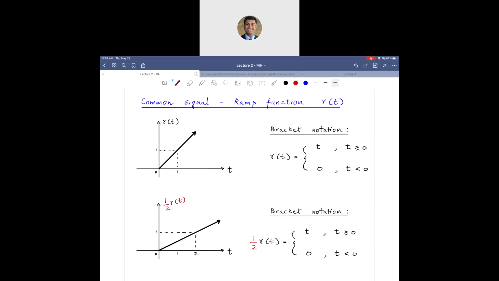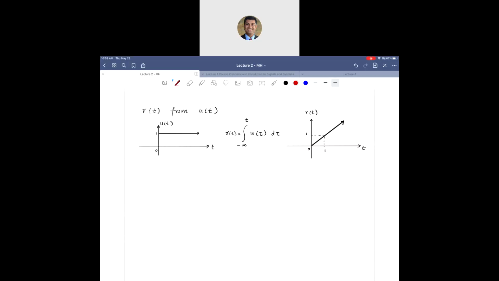And I don't have t, I have t over 2 for time greater than or equal to 0. And it is 0 for time less than 0. So that's fine. Now, can we go from one kind of signal to the other?